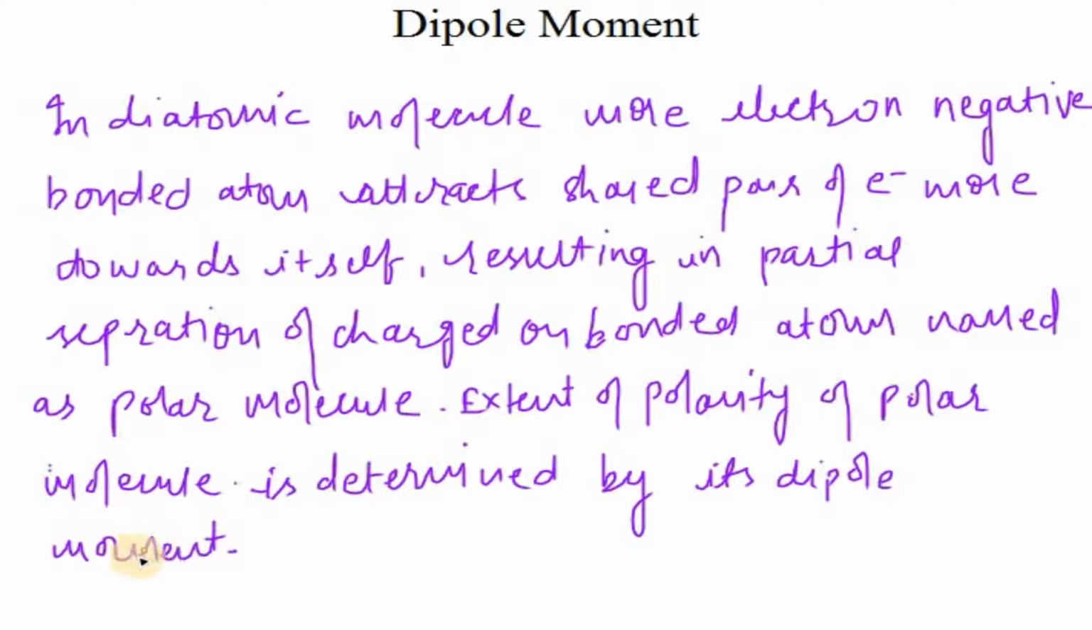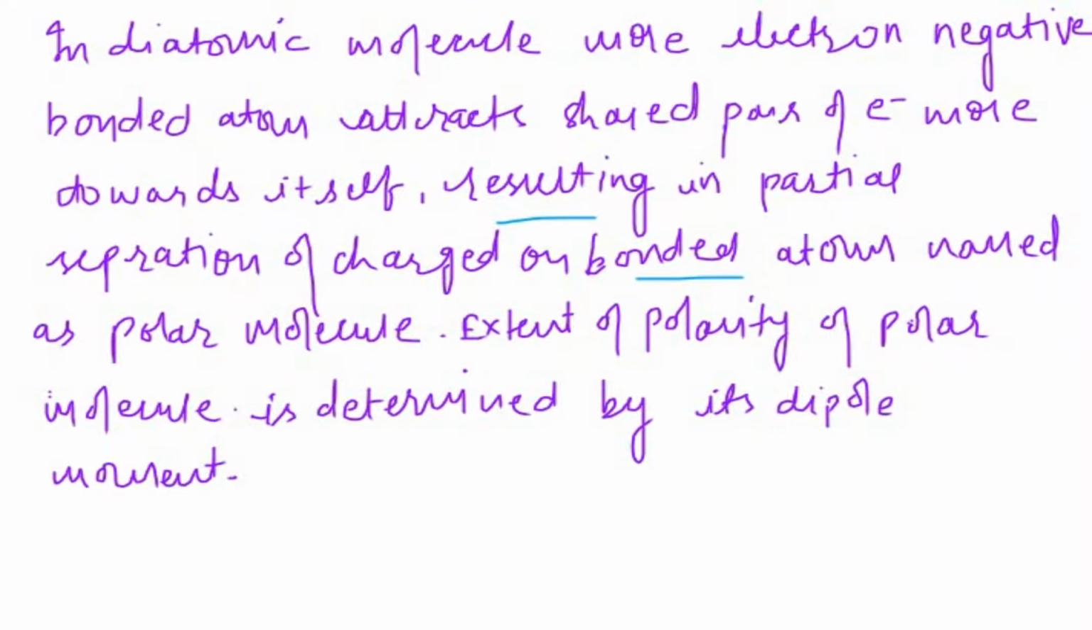So today in this video we're going to talk about the dipole moment. In a diatomic molecule, the more electronegative bonded atom attracts the shared pair of electrons towards itself. That results in partial separation of charge on the bonded atoms, and the molecule is called a polar molecule. The extent of polarity of a polar molecule is determined by the dipole moment.